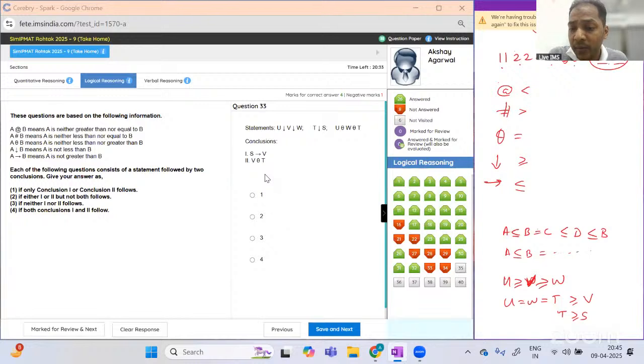So what relation will come between S and V? No conclusion possible. V and T are equal. That is also not correct. Neither. S can be anything. So basically neither 1 nor 2 follows. Answer will be option 3.